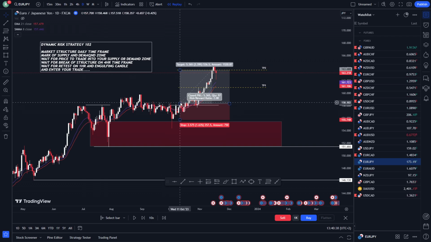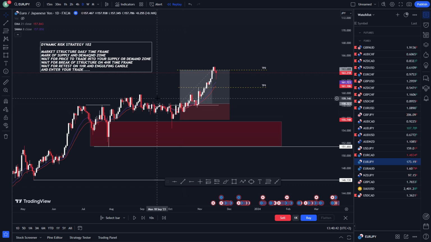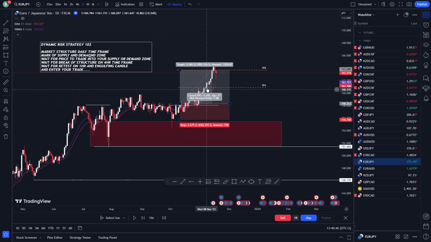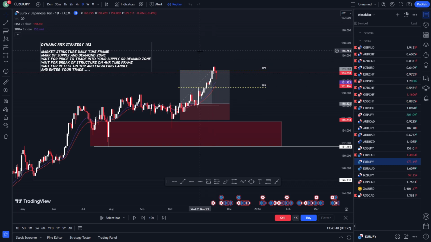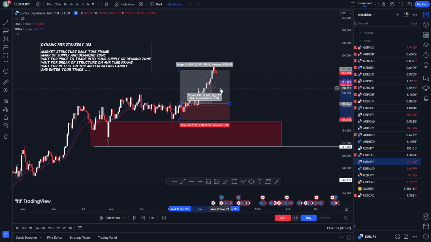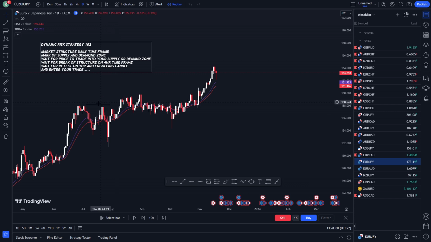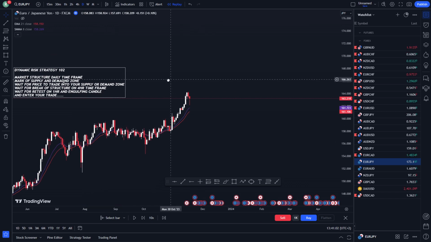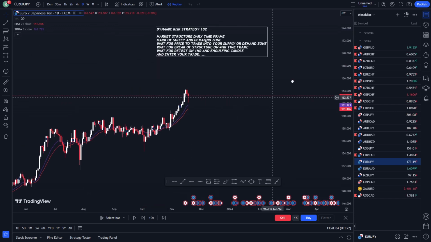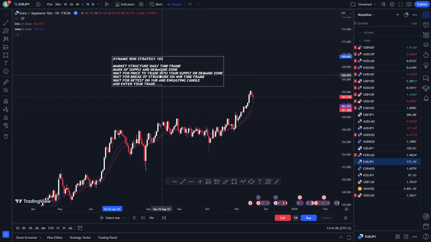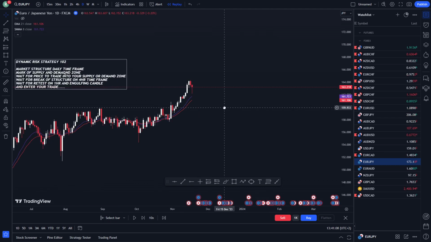Okay, I enter once we have that. Our retest would have been this, and the engulfing candle would have been the same thing. So, enter your trade. As you guys can see, we have a beautiful 1 to 2. So now we're just basically gonna do the same thing. Let's remove all of this. We apply the same thing over and over and over again, right?